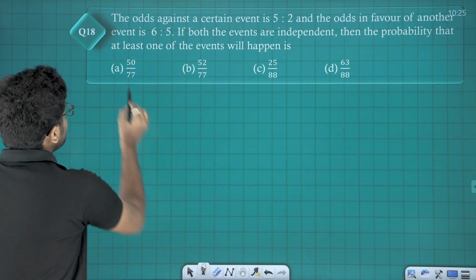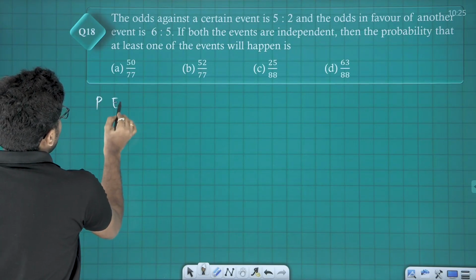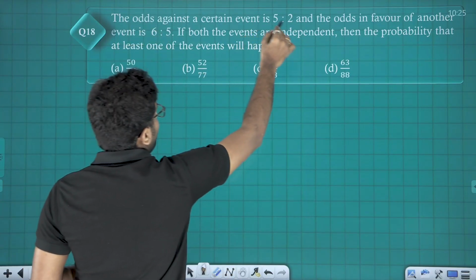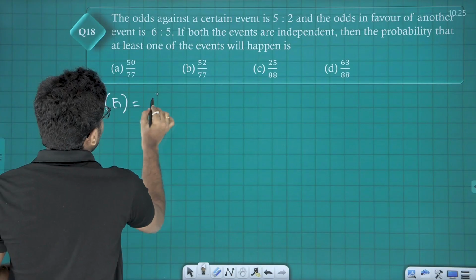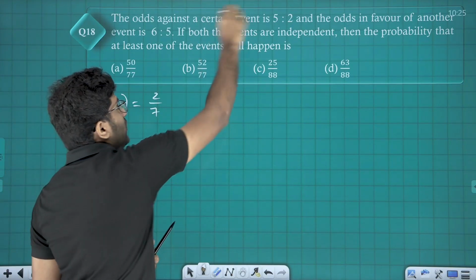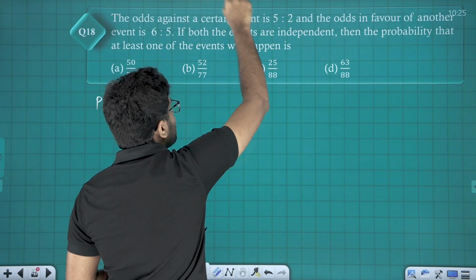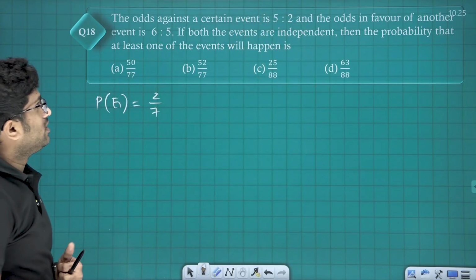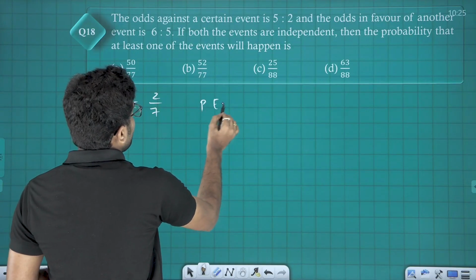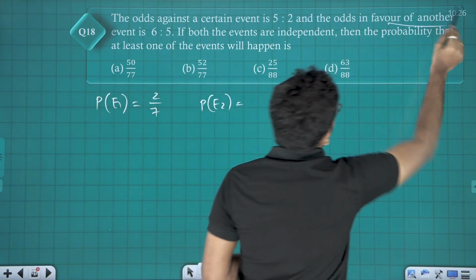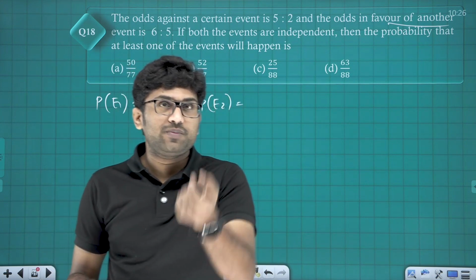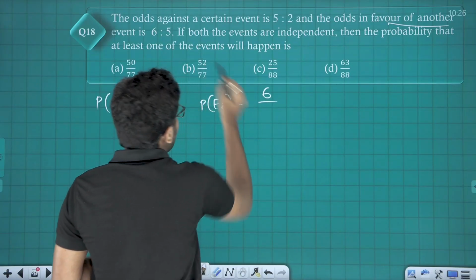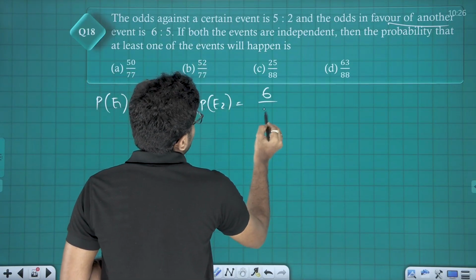Odds against an event E1 means unfavorable by favorable. So the probability of E1 will be 2 divided by 7, because the probability of occurrence is favorable by total, so 2 divided by 2 plus 5, that is 7. Next, the probability of occurrence of E2, let's say. The odds in favor of another event means favorable by unfavorable. So 6 divided by the total, which is 6 plus 5, 11.